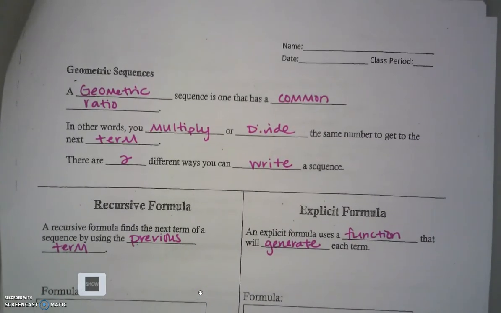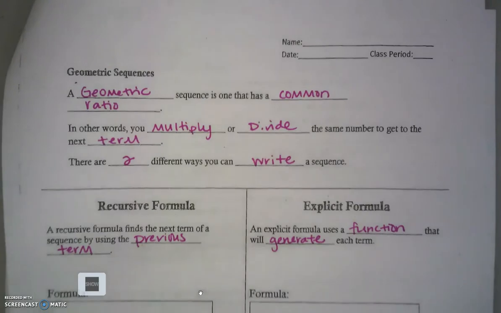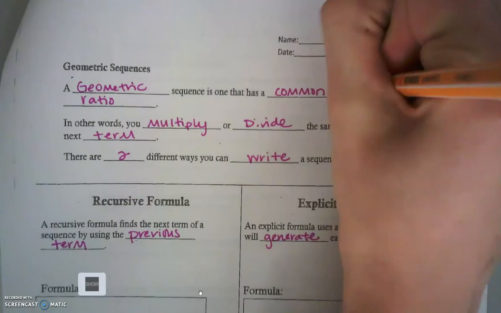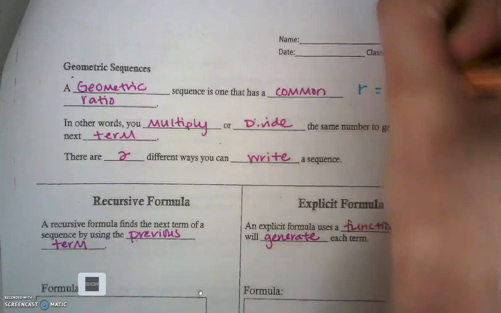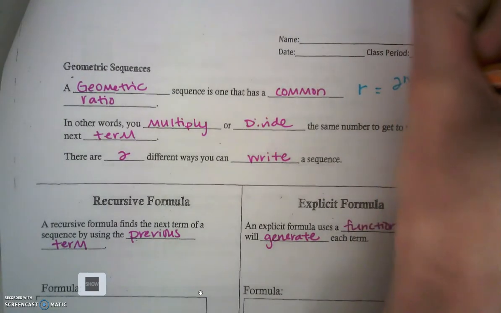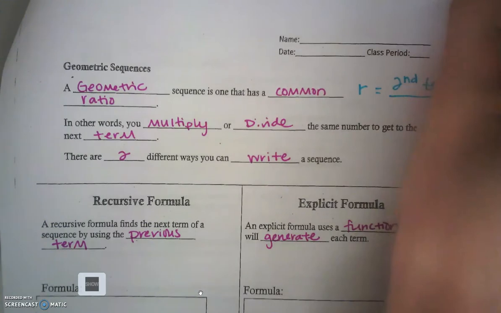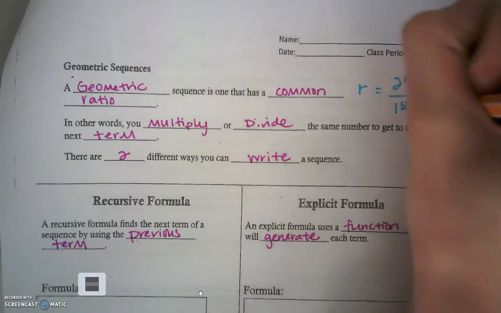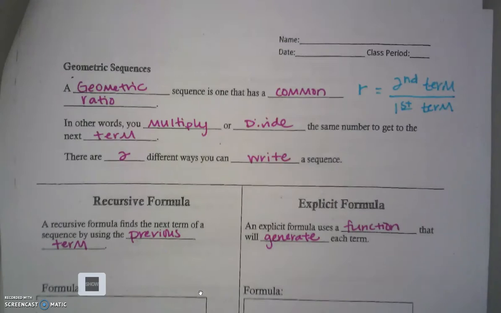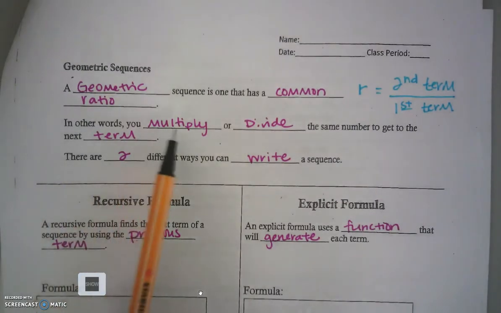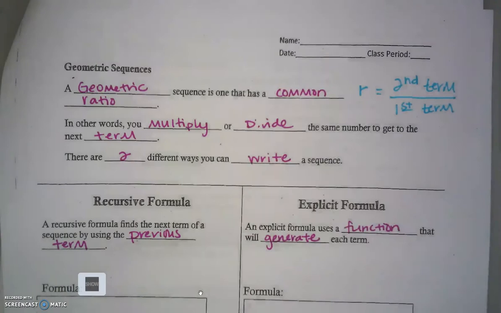Alright, our last topic for this exponentials unit is geometric sequences. A geometric sequence is one that has a common ratio. This common ratio is written as r, and we can find it by taking the second term and dividing it by the first term. We can do that because we are multiplying or dividing by the same number each time to get to the next term in my sequence.